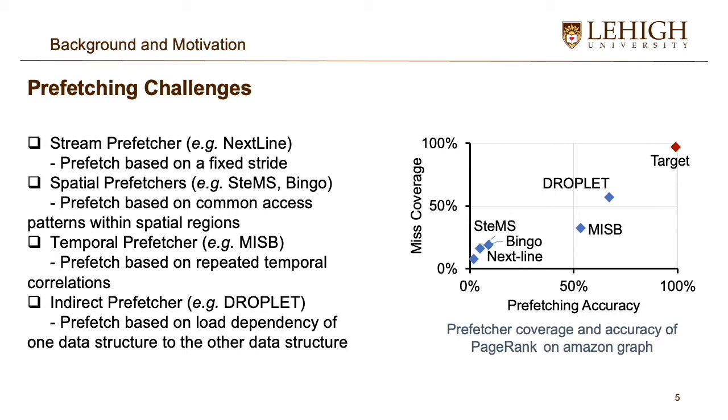The last two seem to be able to predict well for irregular and iterative algorithms, but their accuracy and coverage are below 70% for PageRank with a real-world graph. Mispredicted prefetches can cause unnecessary data movement, and low coverage means there are still many cache misses that can cause the processor to stall. This work aims to achieve close to 100% miss coverage and prefetching accuracy for irregular and iterative algorithms. Before we present the key idea, let's take a closer look at the temporal prefetcher and indirect prefetcher.